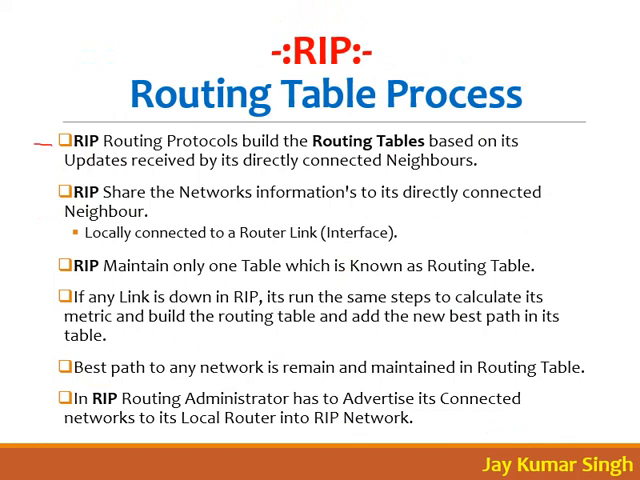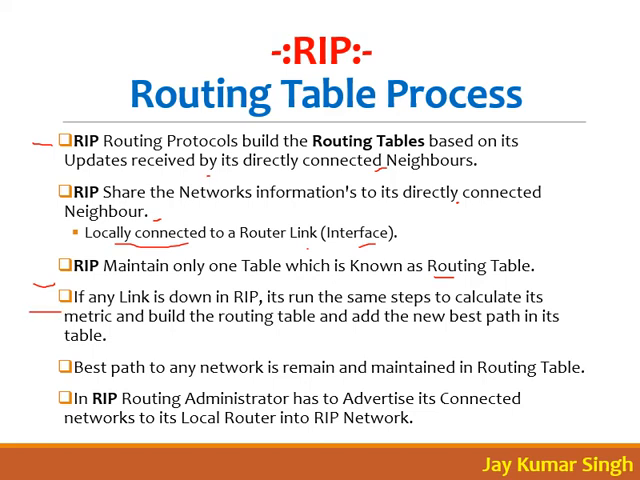The RIP routing protocol builds a routing table based on the updates received from its directly connected neighbor. RIP shares the route and network information with its directly connected neighbor, the link which is directly connected, the local link. RIP maintains only one table, which is known as the routing table. Some other dynamic routing protocols have multiple tables: neighbor table, routing table, database table, like that. But here RIP will have only one table, which is the routing table.